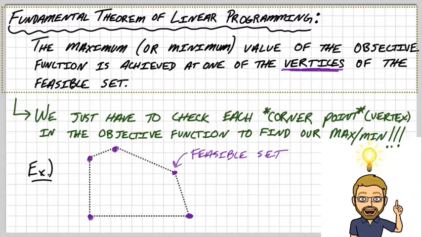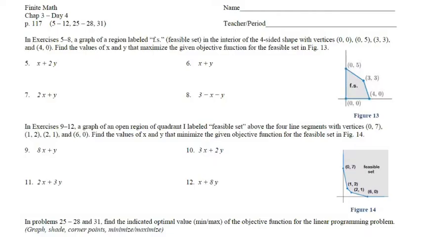Okay, so let's take a look at the worksheet for today then. I'm going to focus on a few of these problems with you and then leave the remainder for you to finish. So the first part here, it says a graph of a region labeled Fs for feasible set in the interior of the four-sided shape with these vertices is shown below right there. So here's our little feasible set.